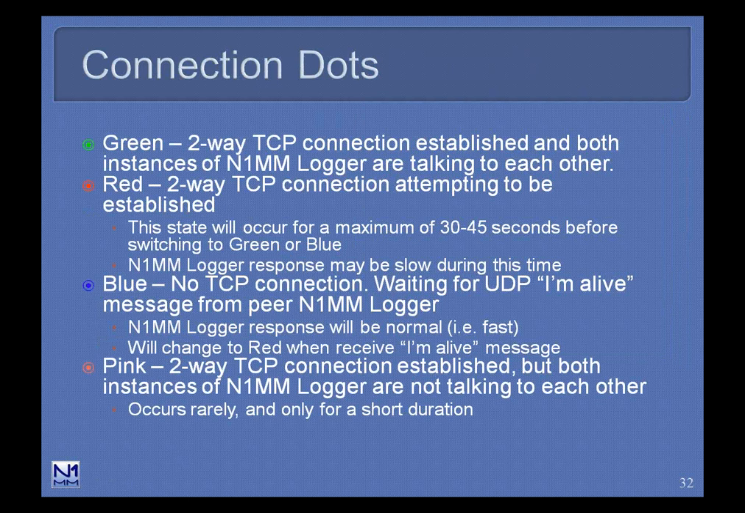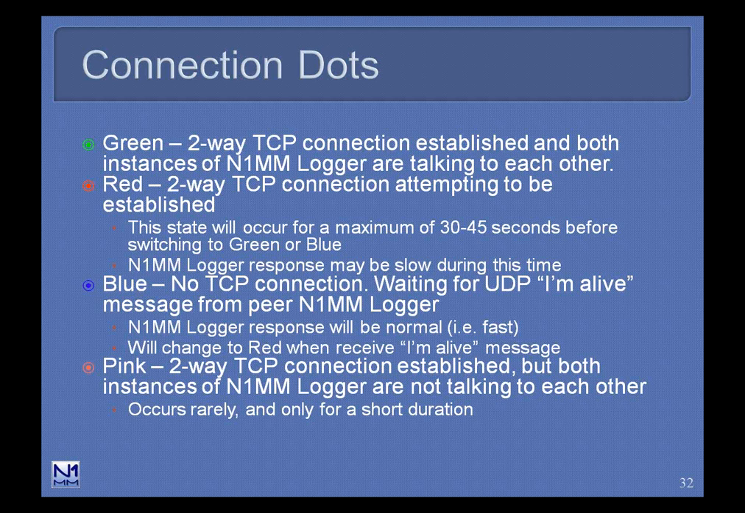Okay. What you want to see in those connection dots are all of them green. Green means you got a good two-way TCP connection established, and both instances of N1MM Logger are talking to each other. So green is good. Red means that a TCP connection is attempting to be established. So you've got one station trying to establish connection to another station. You're going to be in that red state for a maximum of about 30 to 45 seconds, and then you're going to change to either green, meaning everything's good, or blue, meaning things aren't good.